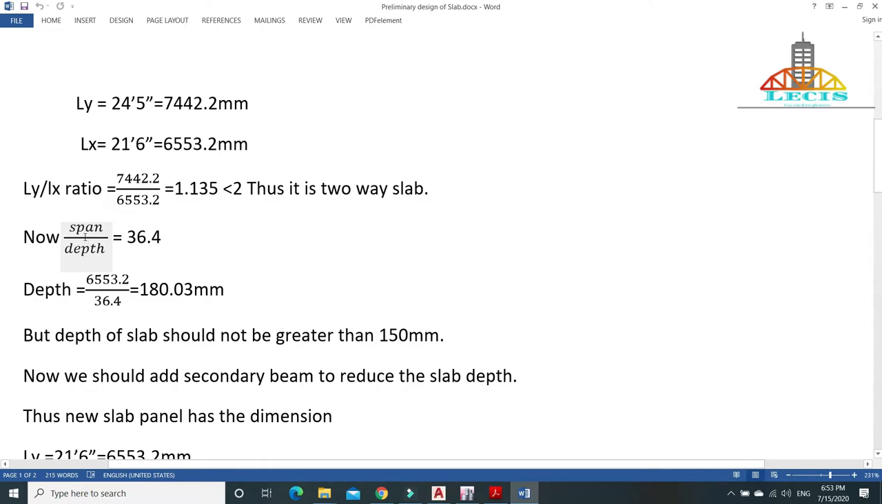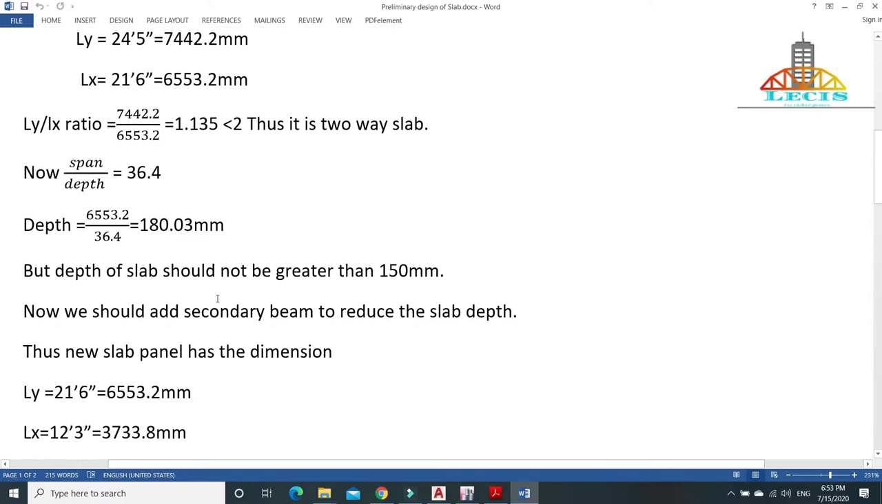Now we used a span value of 6553.2 mm, because a slab always bends on the shorter side. So the span value that we are using in this formula should be the shorter side span value, that is this 6553.2 mm. And to find depth, this span is divided by 36.4, which comes to 180.03 mm.